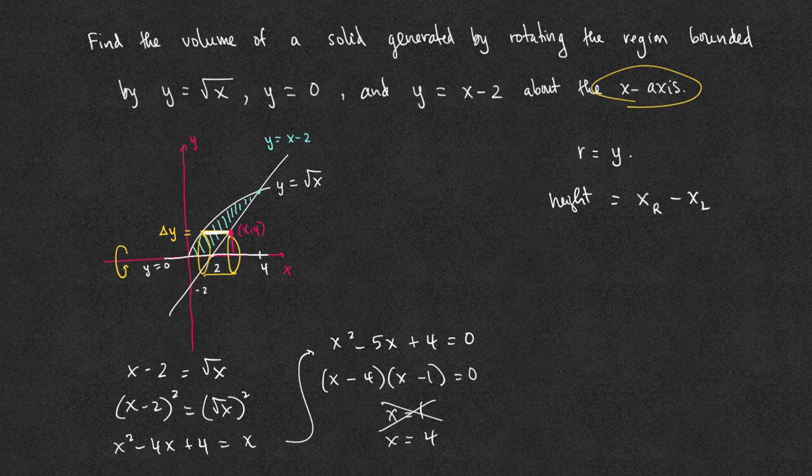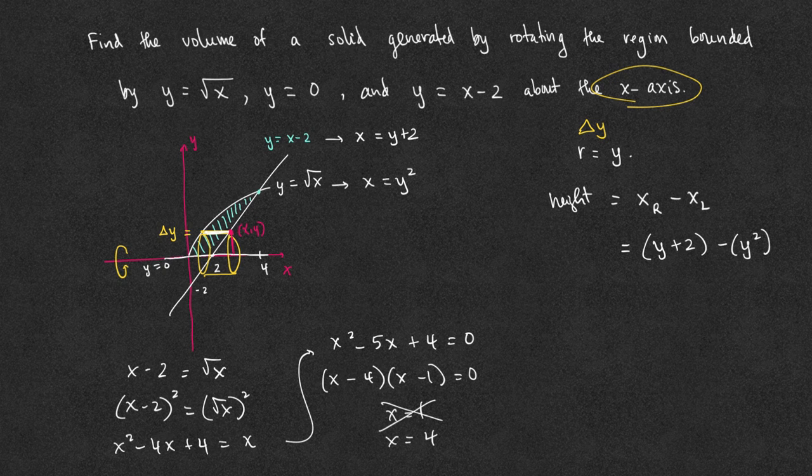And so we would need to express the function in terms of y. If y equals x minus 2, then x equals y plus 2. If y equals the square root of x, then x equals y squared. We see that the right curve is the line, so that the height is the curve on the right, which is y plus 2, minus the curve on the left, which is y squared in terms of y, because the thickness is delta y. So we would need to express every expression in terms of y.